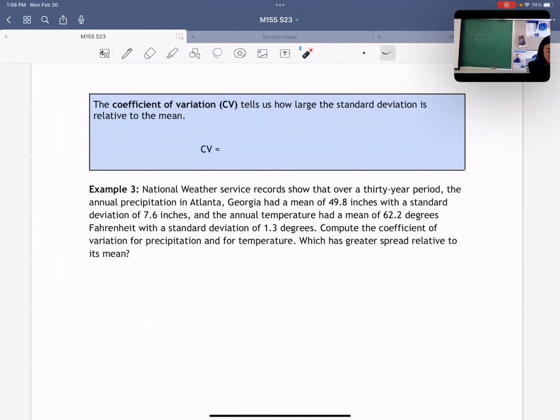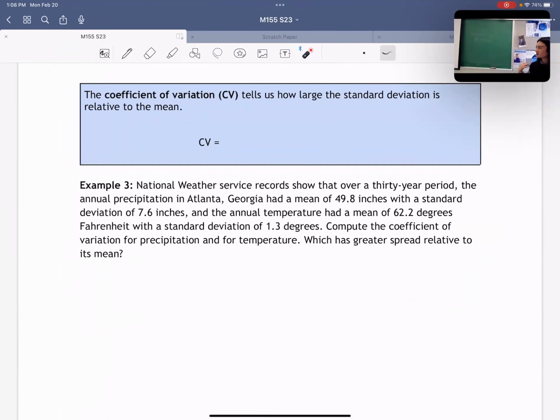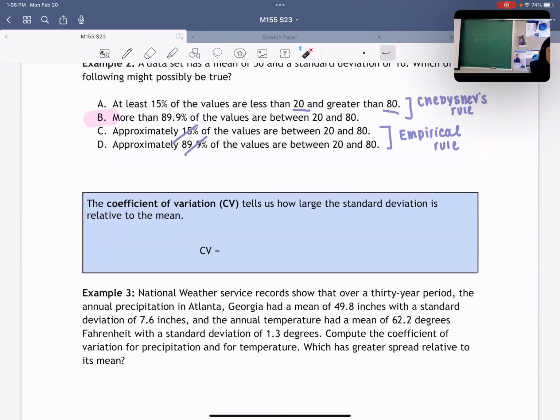Okay, so the last thing in this section on measures of spread, there we go. There's this thing that we want to talk about called the coefficient of variation. And before I talk about the coefficient of variation, I want to make it very clear what the standard deviation tells us if it's small or if it's large, okay? So let me just talk about the standard deviation real quick.